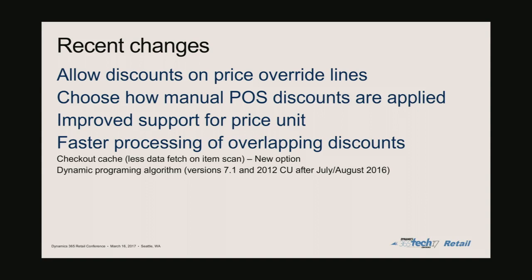And then manual discounts in POS. We now allow you to choose that a manual discount, line or total, in POS will replace a system calculated discount or compound on it. And you can choose either behavior that you want. No, it's a setting. It's a company-wide setting, and then it follows it.